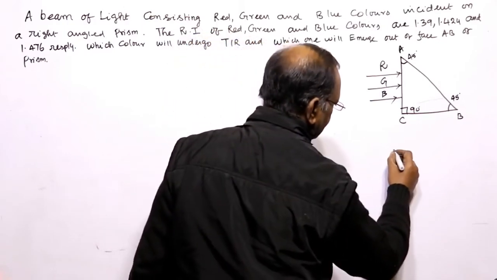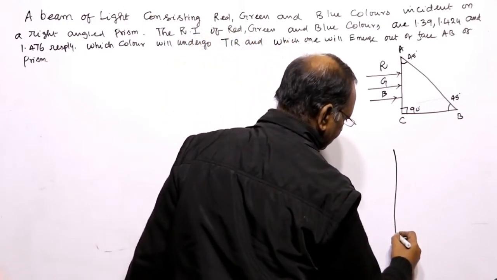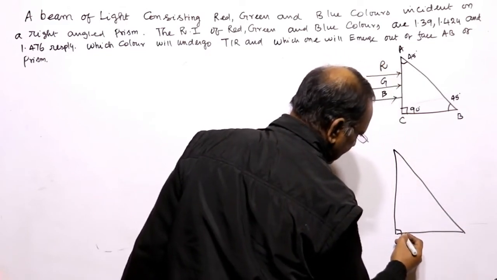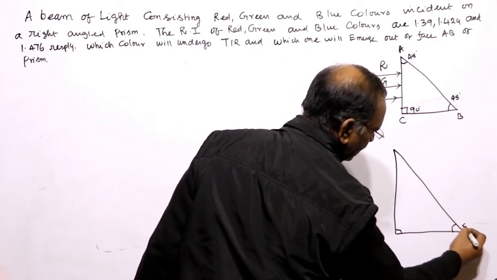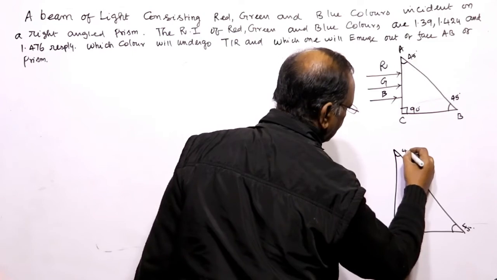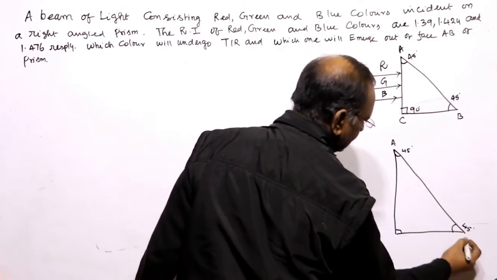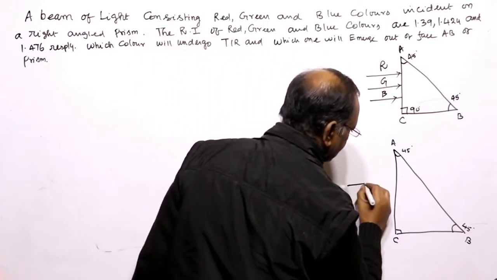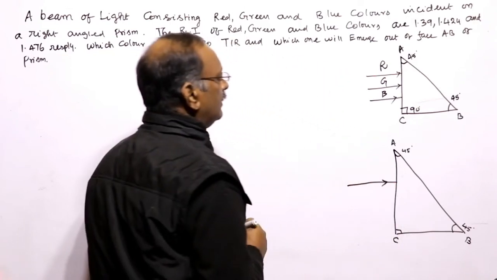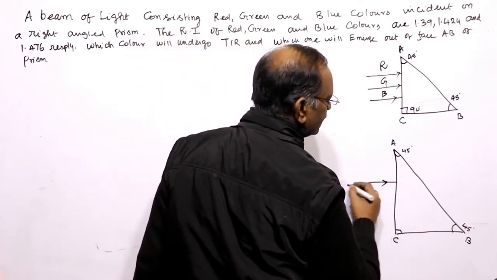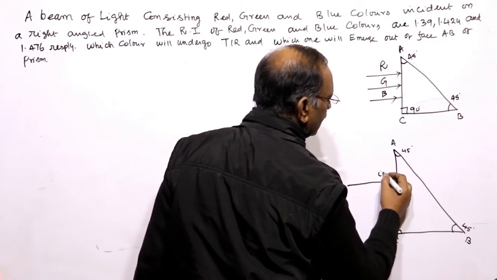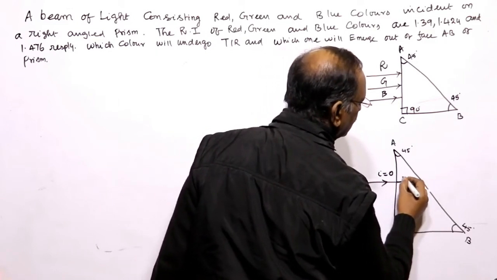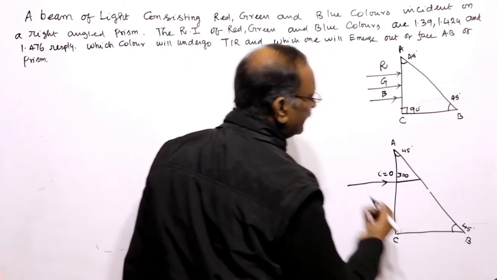We have a prism, a right angled prism. Right angled prism means this angle is 90 degrees, and the other two angles are 45 degrees each. This is A, this is B, this is C. If a ray is passing normal to the face, this is the normal and this is the incident ray. So the angle of incidence is equal to 0, so the angle of refraction will also be equal to 0 at this face AC.